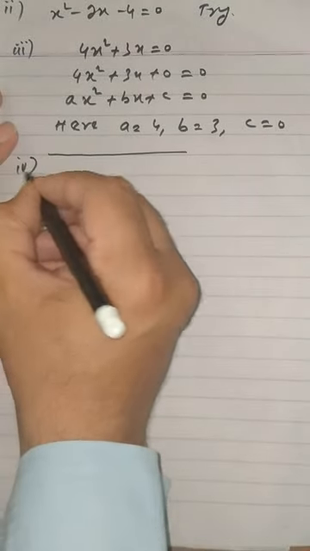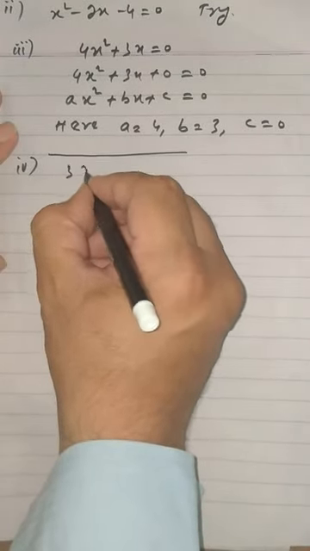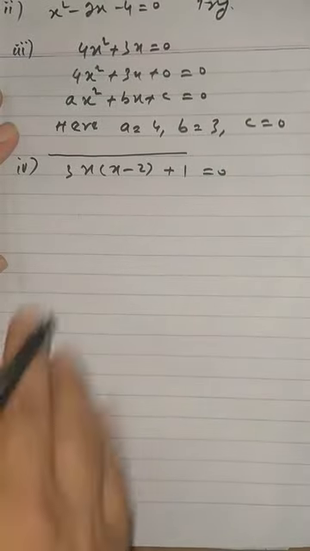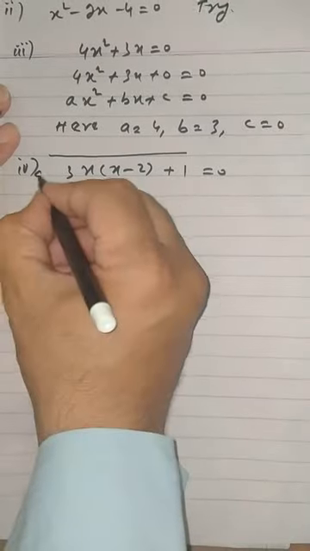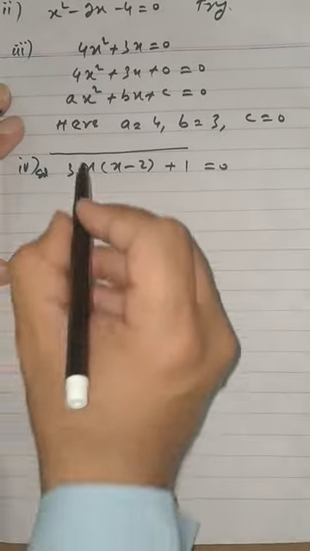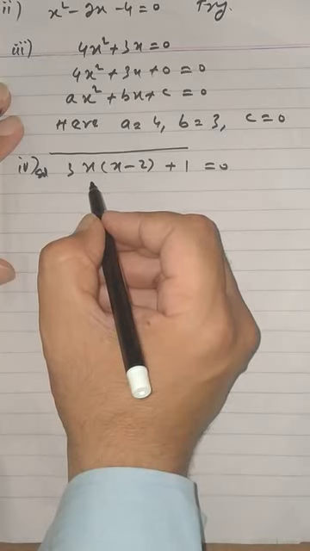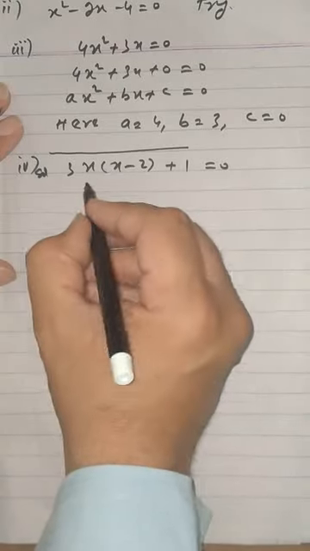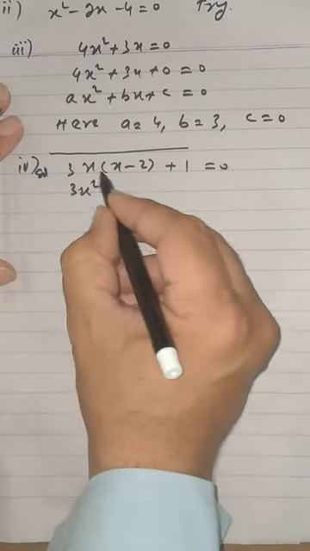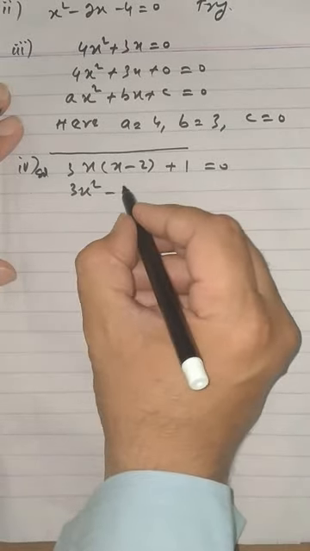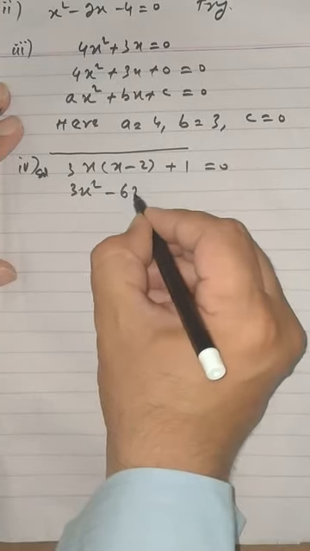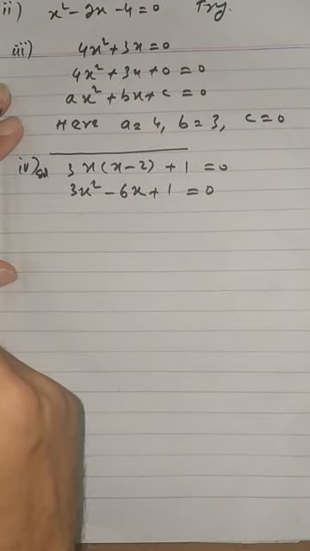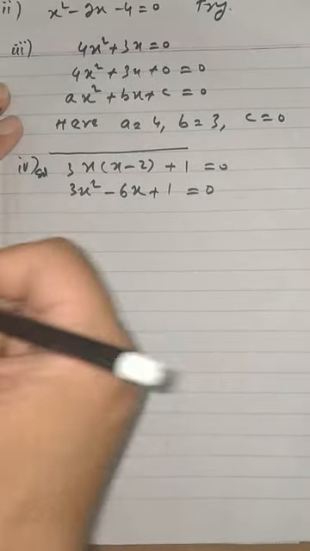Part 4: 3x into x minus 2 plus 1 equals 0. Now we will solve this question. How? First we will change it into the standard form. Multiply this 3x with x, we get 3x square, and multiply 3x with minus 2, 3 times 2 is 6, we get minus 6x, and plus 1 equals 0.